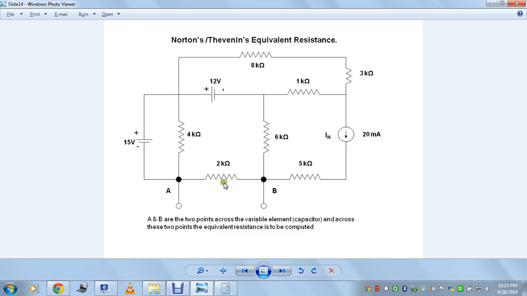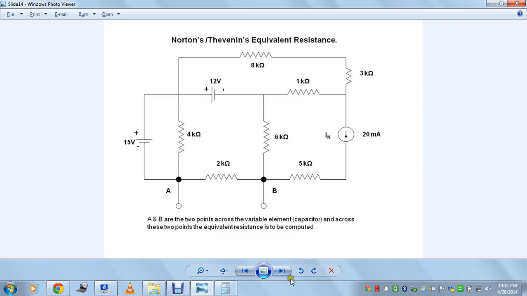These 2 points A and B are those across the variable element, which was our consideration, the capacitor. So we have to compute the resistance across these 2 points. Since we are concerned only about the resistance of the entire network, we will remove all the other sources. To remove a voltage source, we just short it, so the potential between those 2 points will be 0. To remove a current source, we just open circuit it so that there is no path for the current to flow. This is how we remove the voltage source and the current source.